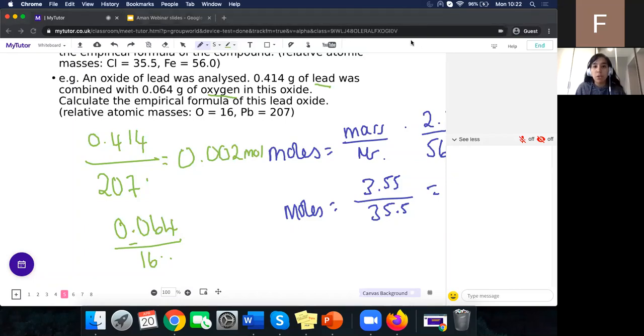Great, so what's 0.064 divided by 16? Someone's asking, can you write that down? Because I will forget. What do you want me to write down? Sorry. So yeah, 0.004. Excellent.